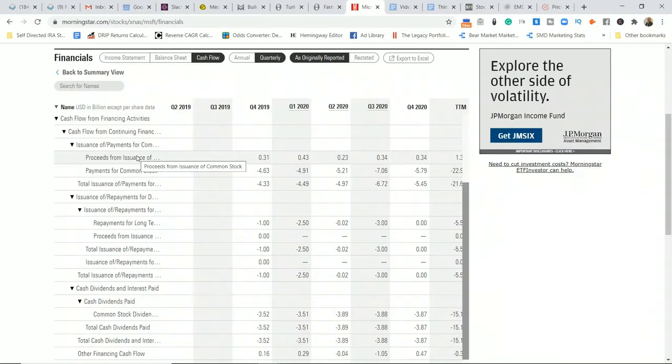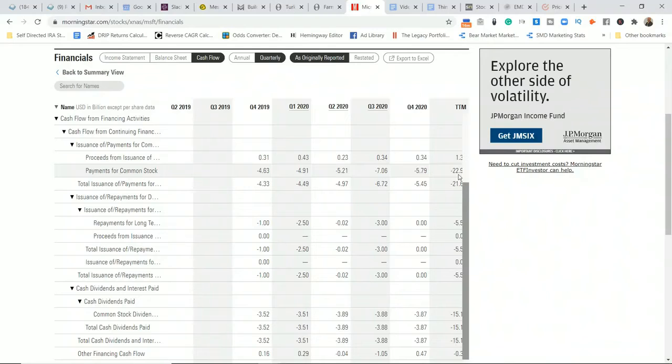This proceeds from issuance of common stock. So they issued, what are these numbers in? Billions. So 0.34 billion. So 340 million proceeds from issuances. That's likely because of the small amount and the size of this company. That's likely like stock option conversion, stuff like that, or stock-based compensation. This payments for common stock. So they bought back just under $6 billion worth of stock. Over time, in the last 12 months, they've bought back almost $23 billion in stock.